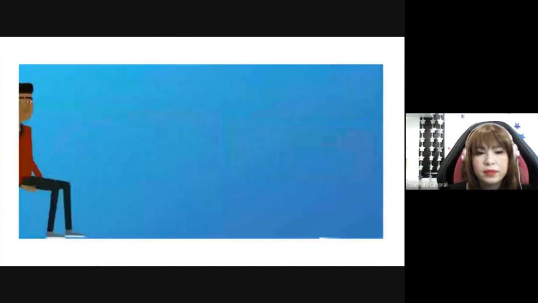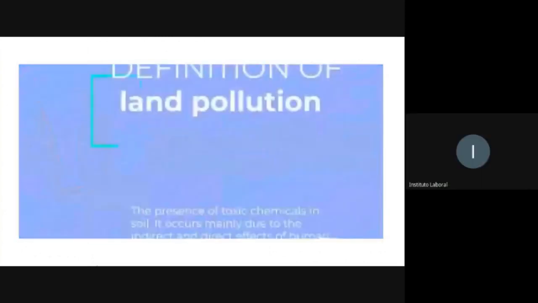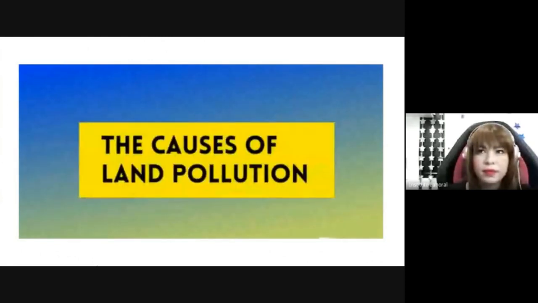But wait a second, do we even know what land pollution is? The answer to our question is here. Land pollution means the presence of toxic chemicals in soil. It occurs mainly due to the indirect and direct effects of human activities. Now let us find out about some of the causes of land pollution.